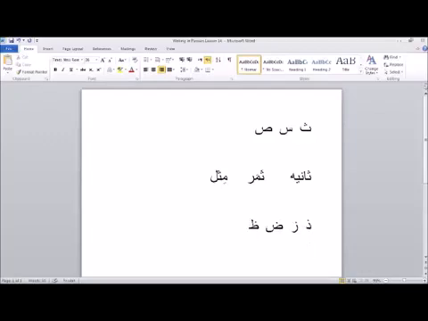Some examples would be, let's say, Zorat, okay? Let me just write down this one. Zorat means corn. And this is not non-connective. Like this one, these two are non-connective. Like dal, non-connective. Zo, o, rat.